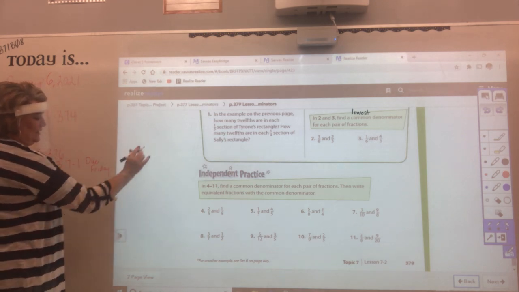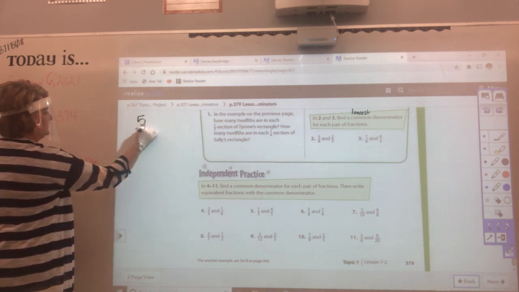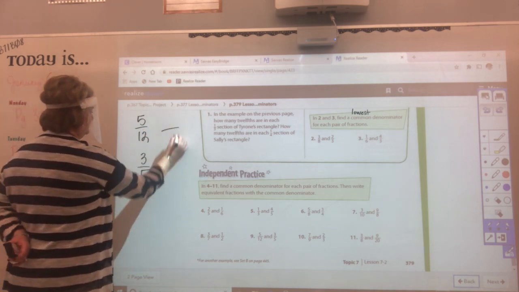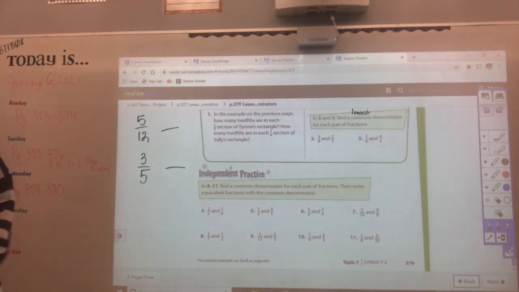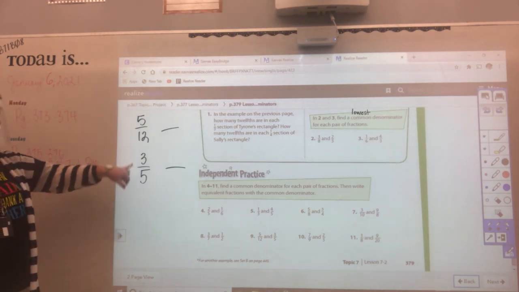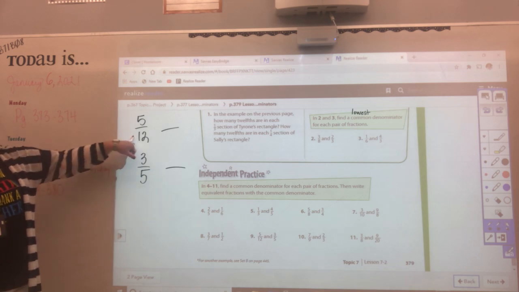What number are we on now? 9? Yeah. 5/12 and 3/5. Oh, this is going to be obvious whether he knows their multiplication on this one or not. Find the bigger denominator. Is it 12 or is it 5? 12. Get your pencil on 12 and don't move it.